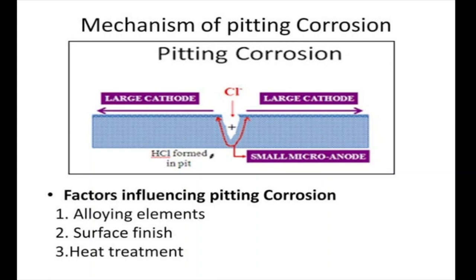Now if we are discussing the factors which influence pitting corrosion, then definitely the alloying elements, the surface finish and the heat treatment process, these are the three major operating criteria which influence the rate of corrosion during the pitting corrosion process.